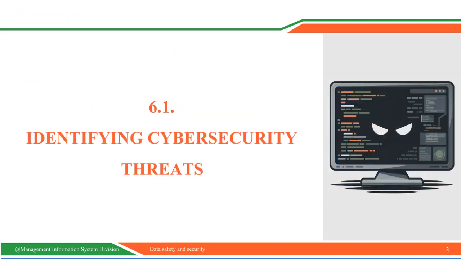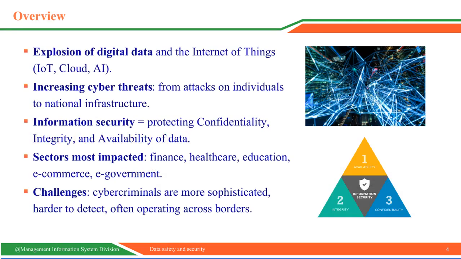Section 6.1 focuses on the crucial first step of effective defense: knowing your opponent. A successful security strategy must start with a thorough understanding of the different types of threats, vulnerabilities, and potential risks that exist within both IT systems and human processes. Our goal here is to learn to think like an attacker so we can build a much more intelligent and resilient defense. The rapid expansion of digital data and technologies like IoT, cloud, and AI has unfortunately led to a corresponding increase in cyber threats.